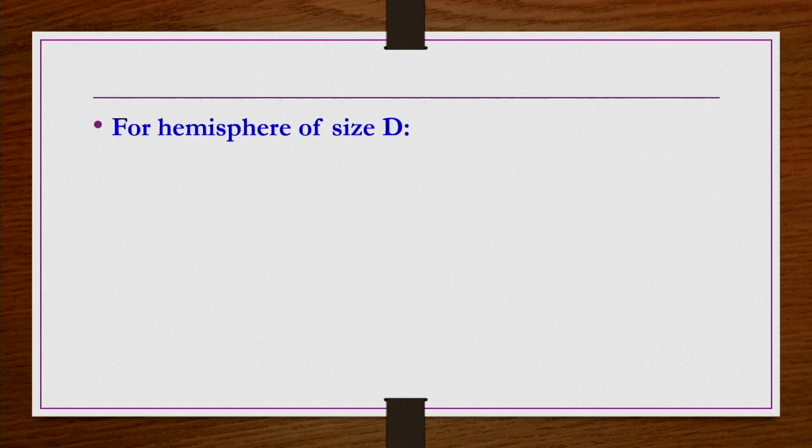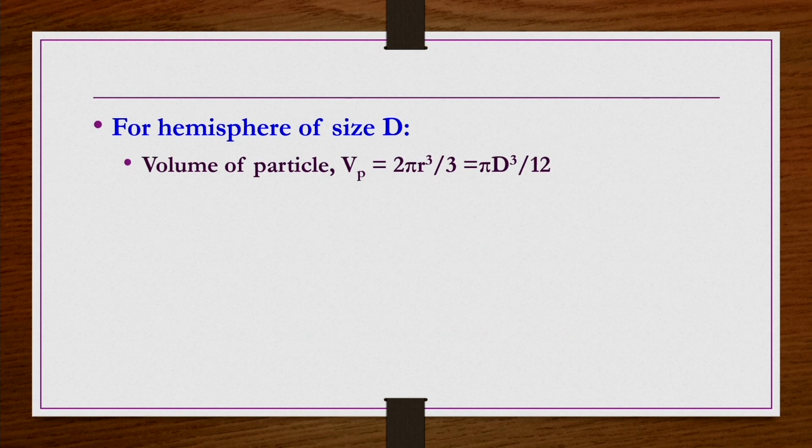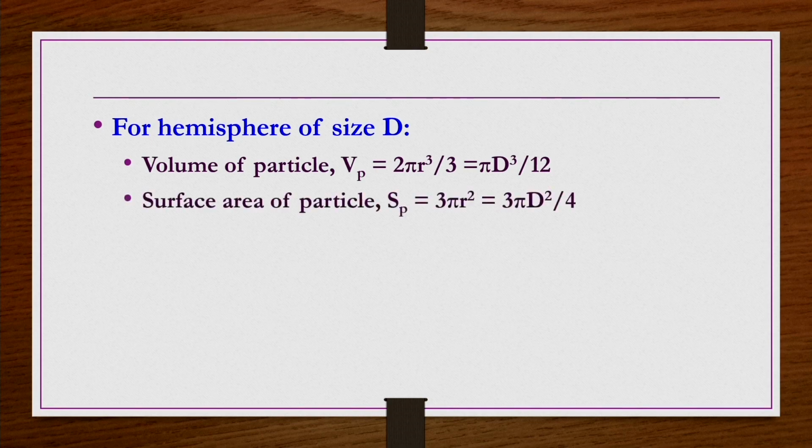Now, likewise if you take a hemisphere of size d, the volume of the hemispherical particle Vp is 2 pi r cube by 3. In terms of d, if you write, it is pi d cube by 12. Then the surface area of the hemispherical particle is 3 pi r square. In terms of d, it is 3 pi d square by 4. So, its equivalent diameter, how to find out?